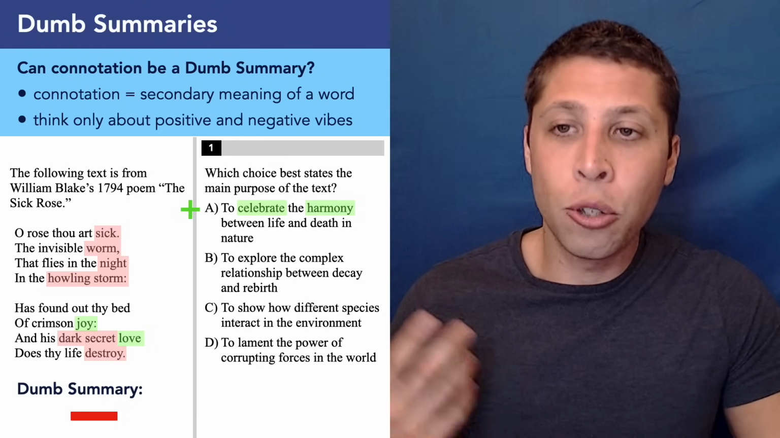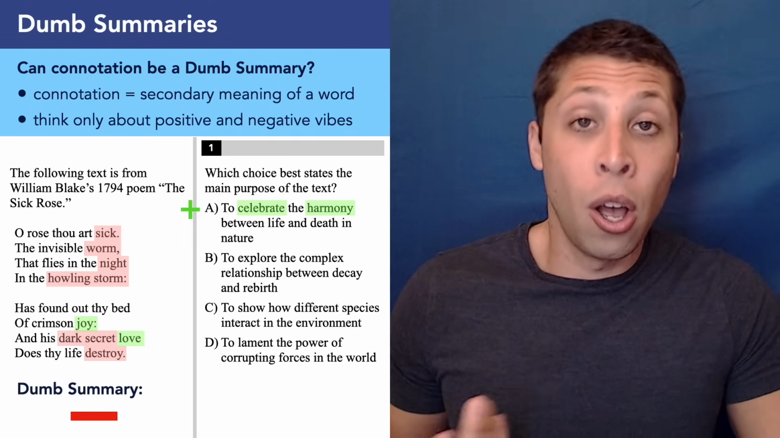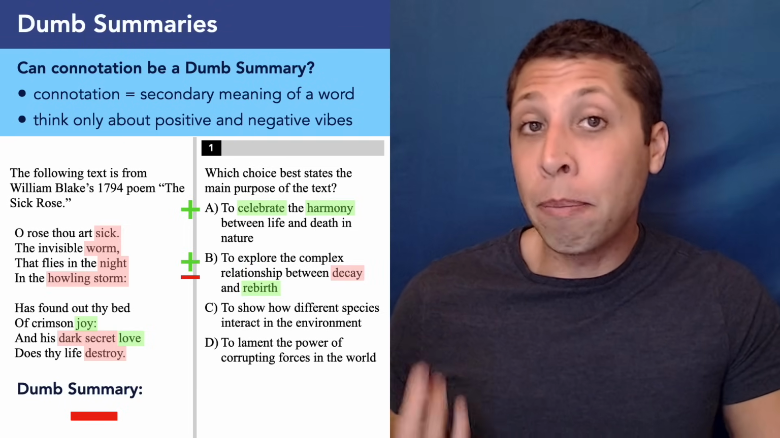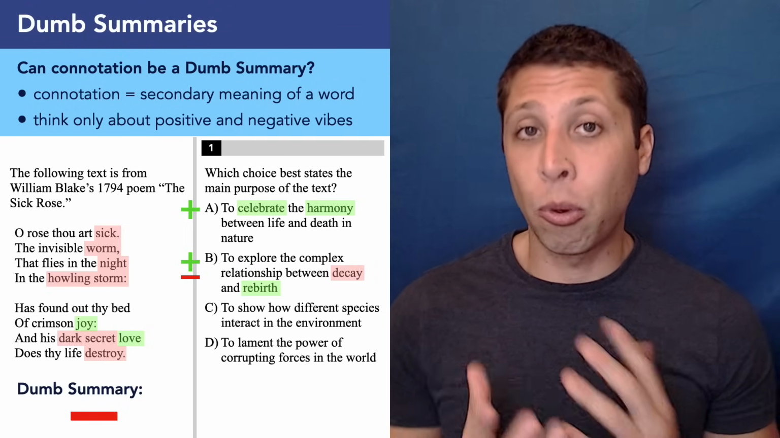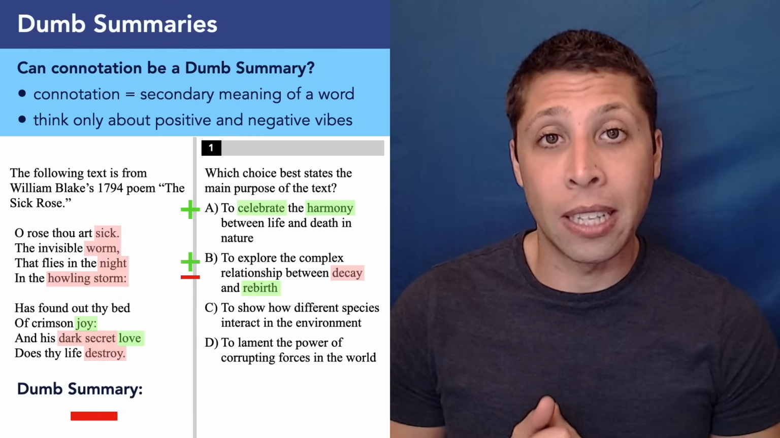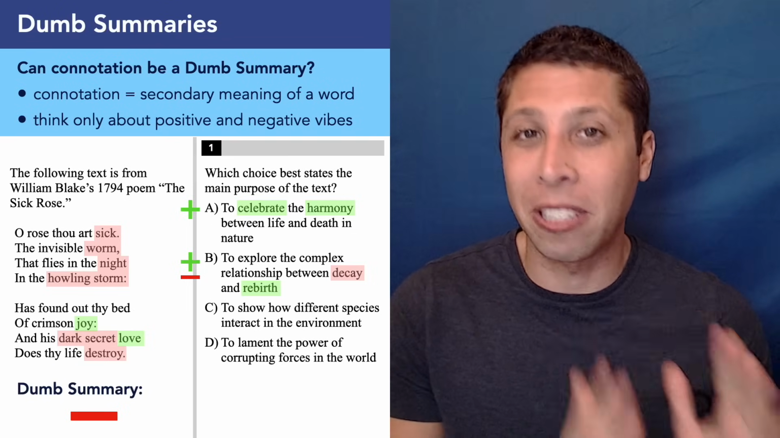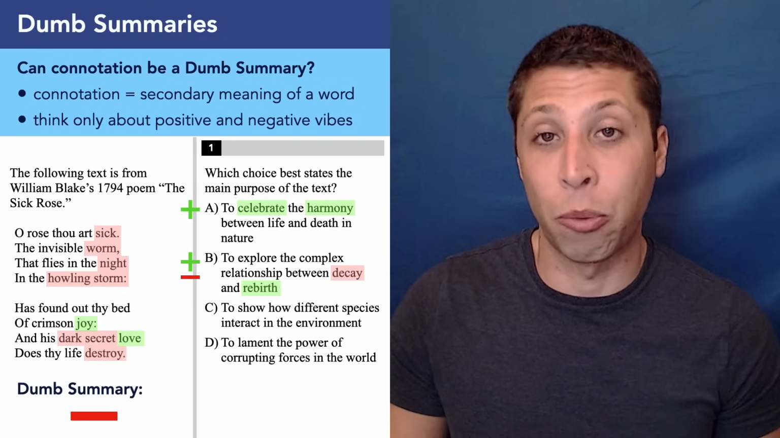Choice B, to explore the complex relationship between decay and rebirth. Well, decay is negative, but rebirth is positive. So this is much more of a mixed connotation. Maybe it's right. I mean, there are some positive words in the poem, but I don't know. I'd really like the choice to be much more negative since the passage is much more negative too.